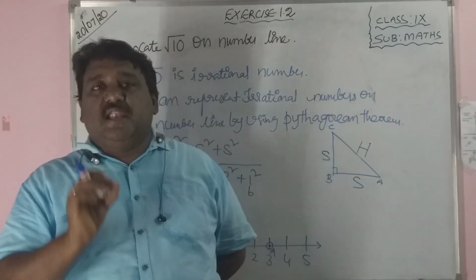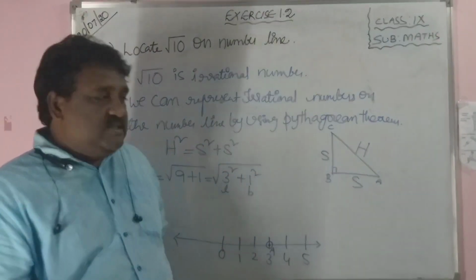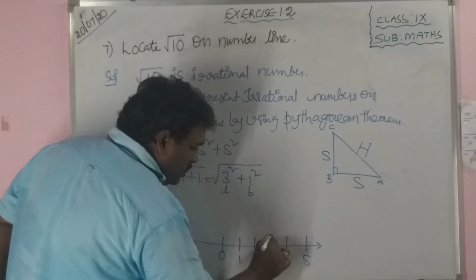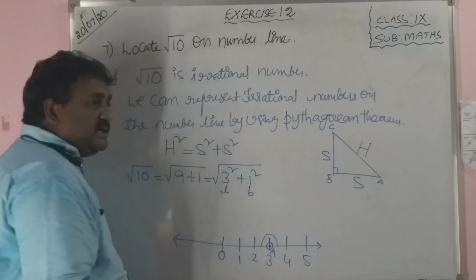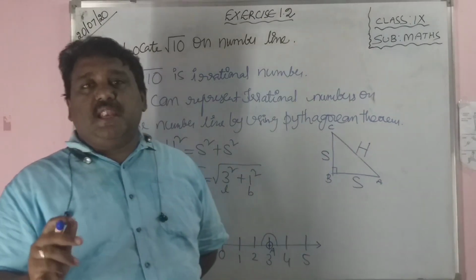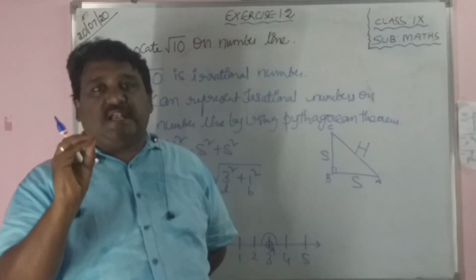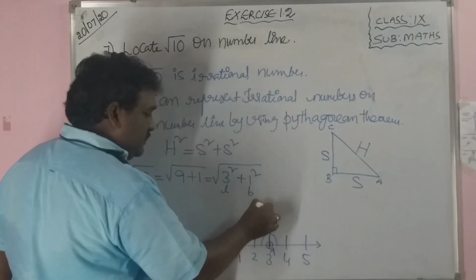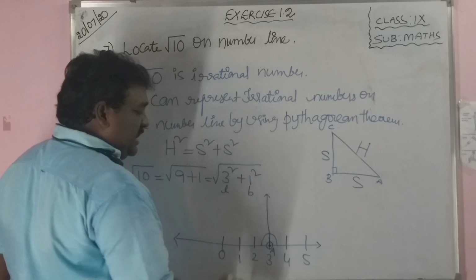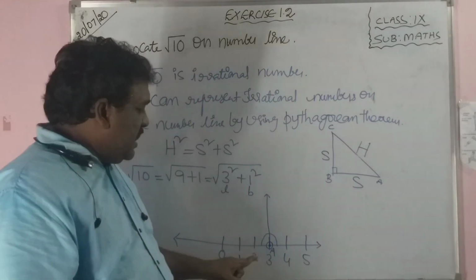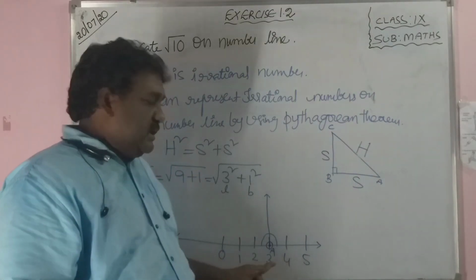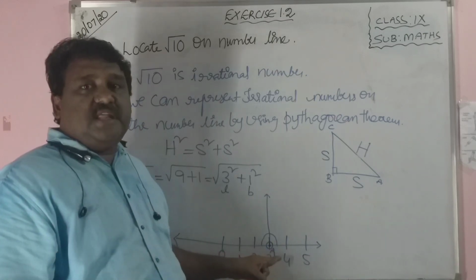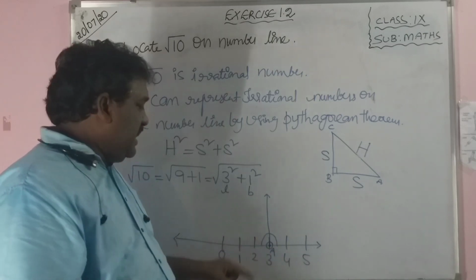In a rectangle, each angle is 90 degrees. So use 90 degrees. Keep your protractor at A and take 90 degrees. Follow clearly. So this is 90 degrees. Keep your protractor at A and keep 90 degrees.